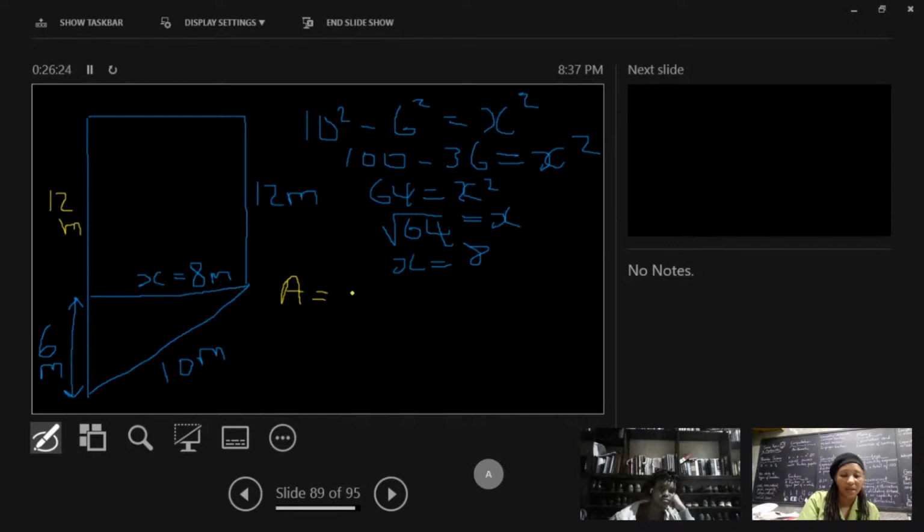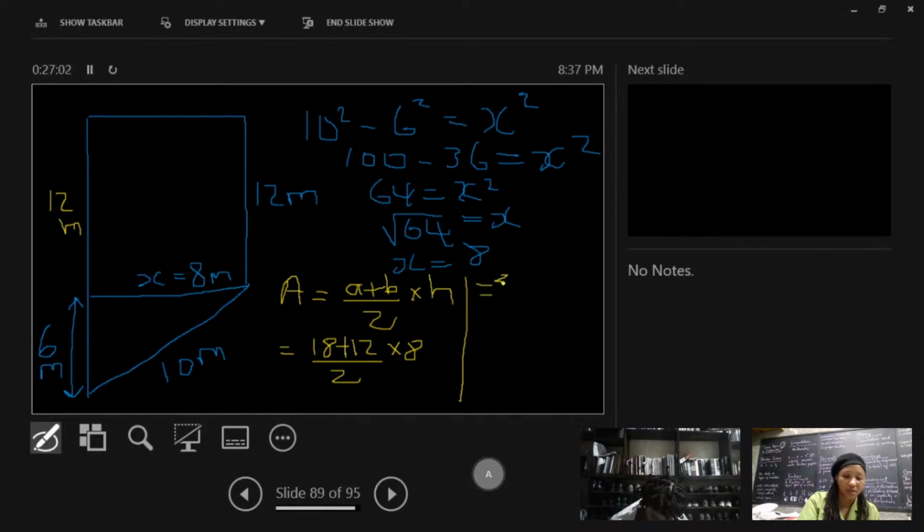18. So area is (A plus B) over 2 times height. That would be what plus what? 18 plus 12, times the height, which is 8. This height here is the same as the 8 that we just found. So 18 plus 12 gives 30, over 2, times 8.